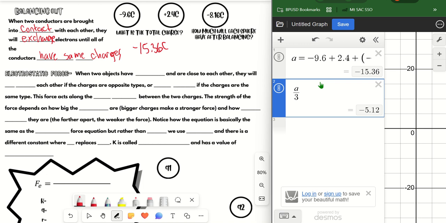And this tells me that after they come in contact, each one will have a charge of negative 5.12 coulombs. So after I touch these 3 metallic spheres together, they're going to exchange electrons. After they exchange electrons, they are going to keep exchanging electrons until all the charges balance out. Once they balance out, each one will have negative 5.12 coulombs of charge.